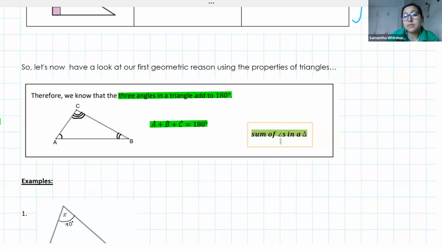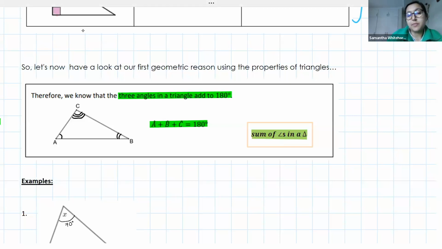But as long as it is a reason that I have taught you or a reason that your teacher has taught you at school, I've got no issue if your reason looks a bit different to what mine looks like. But it has to be one either I've given you or your teacher's given you. So this is our very first triangle reason that we're going to look at, the fact that all three angles in a triangle add up to 180 degrees.